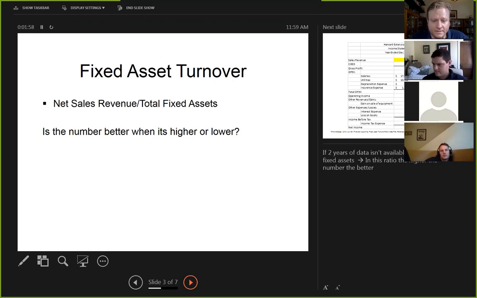Or I can do polling. We got 1 higher from Teresa, 2 hires. So yeah, higher is better in this number. And this number is more important, especially in highly automated industries, where you're looking to your fixed assets really to be the producers of your revenue.